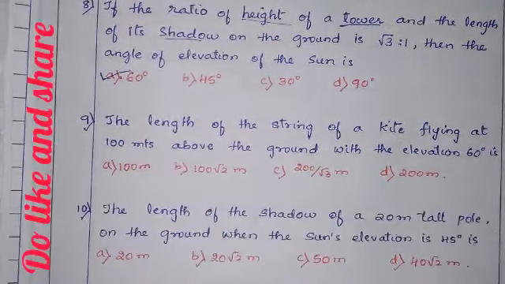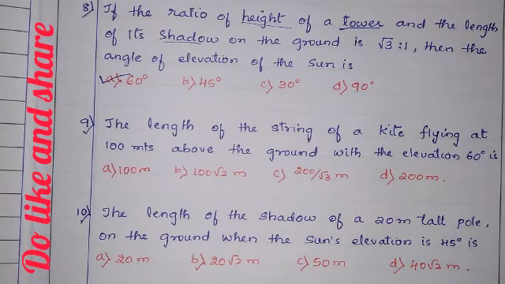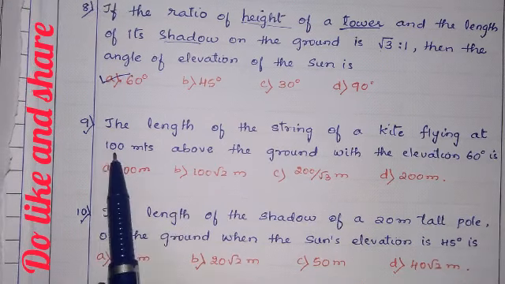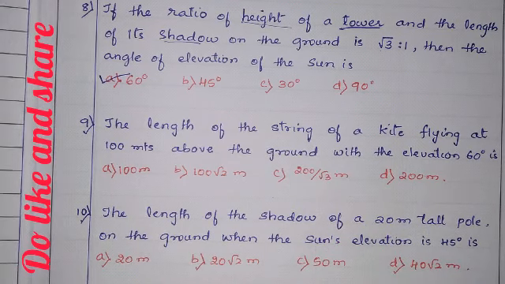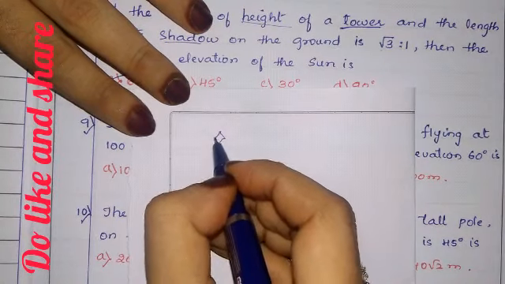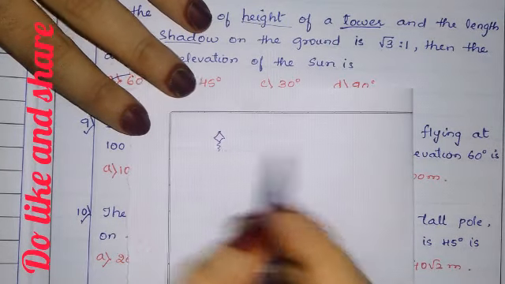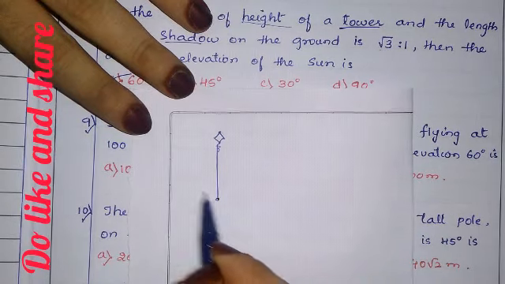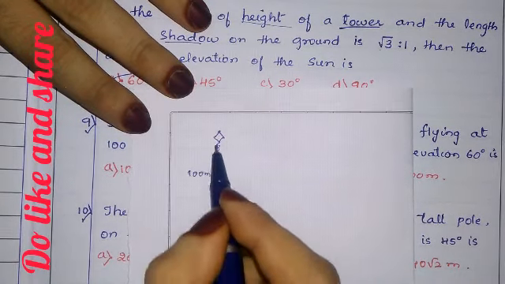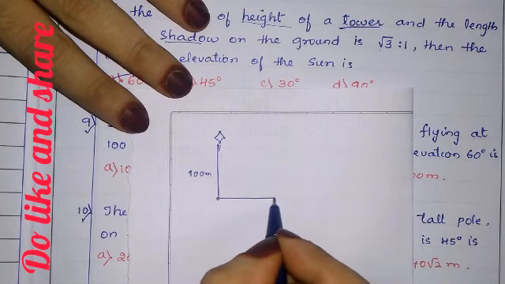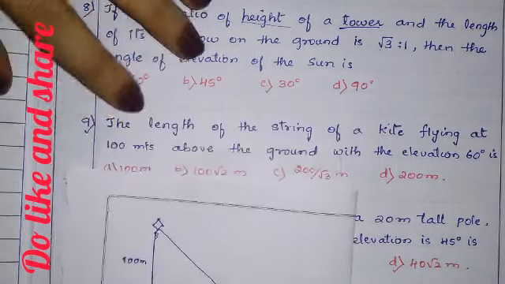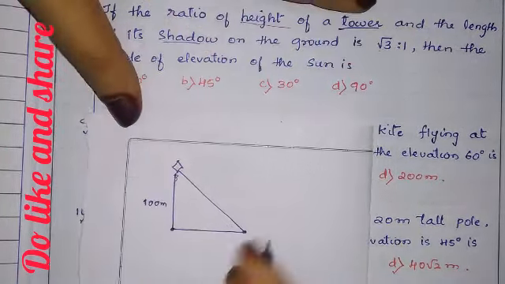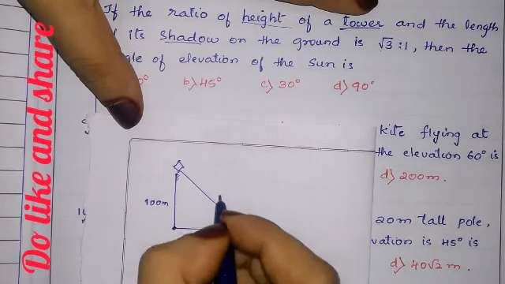Question number 9. The length of the string of a kite flying at 100 meter above the ground with the elevation 60 degree is. For example, this is a small kite. I'll just draw a figure. What they have told: the kite is flying 100 meter above the ground. Find the length of the string. String is this, above the ground with the elevation of 60 degree. So we have to find the length of the string.